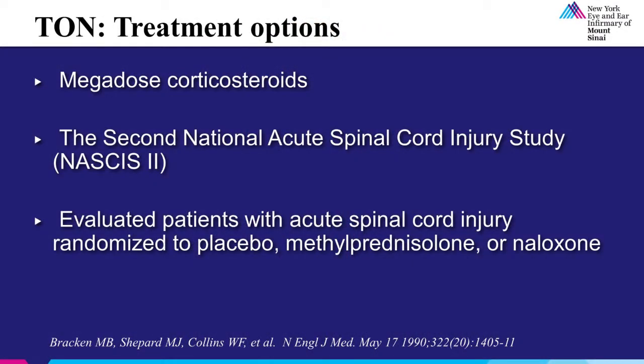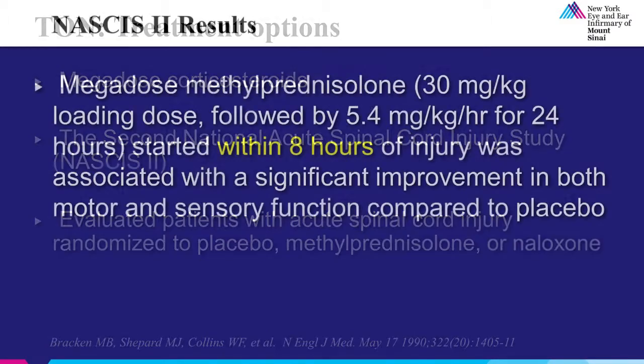The treatment options for traumatic optic neuropathy are controversial. In the past, based on the results from the second National Acute Spinal Cord Injury Study, or NASCIS-2, megadose corticosteroids had been considered an option. The NASCIS-2 had evaluated patients with acute spinal cord injury who were randomized to placebo, methylprednisolone, or naloxone. These results were extrapolated to cases of traumatic optic nerve injury.